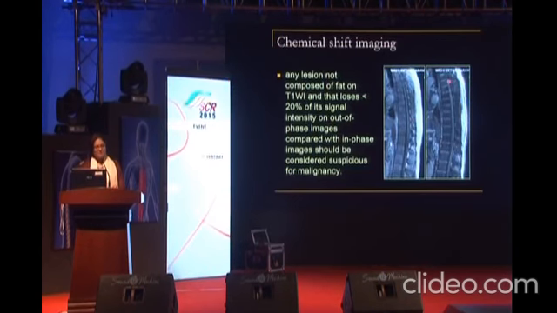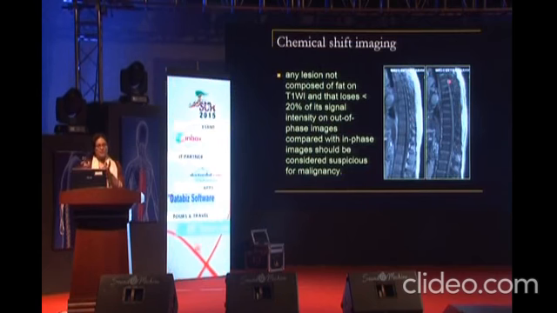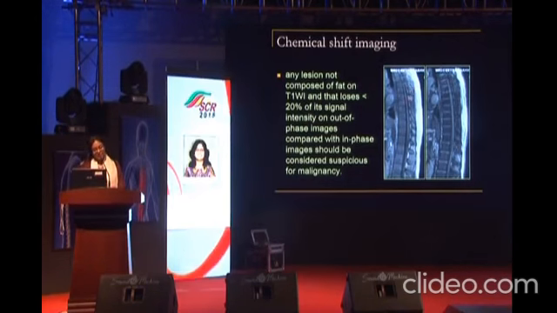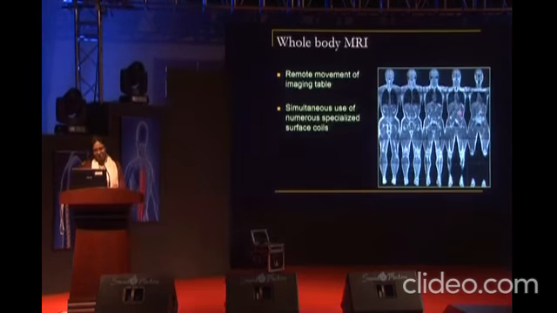The last 2 or 3 slides are about what's new. So in our practice, the T1 and the STIR sequence help us all the time. Chemical shift imaging, where you have in-phase and out-of-phase imaging. So any lesion which is not of fat intensity on T1 and loses less than 20%. So fat loses signal on out-of-phase images. If it doesn't lose the signal intensity, it is abnormal. They use this especially in follow-up of patients with leukemia on treatment. We do not really do it all the time.